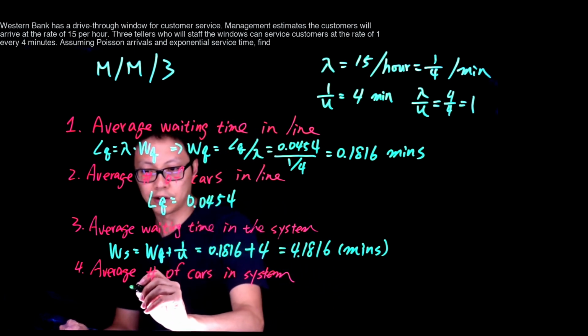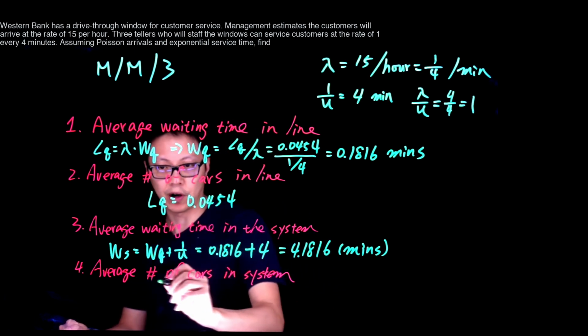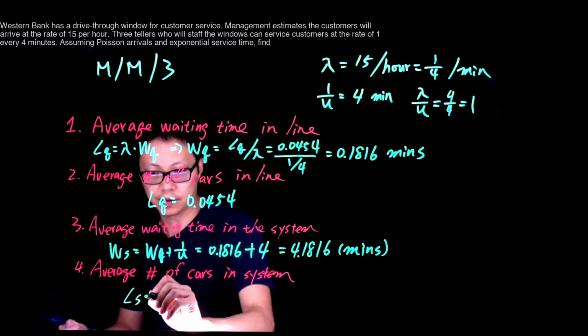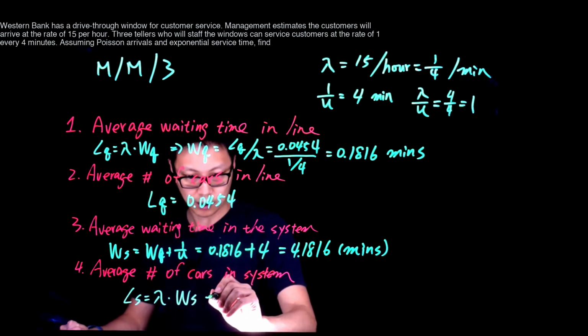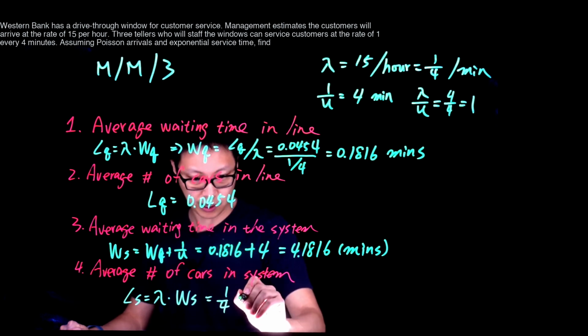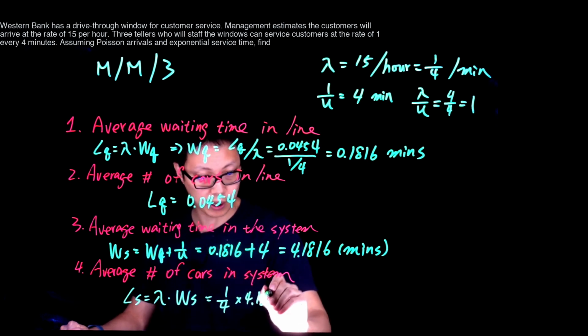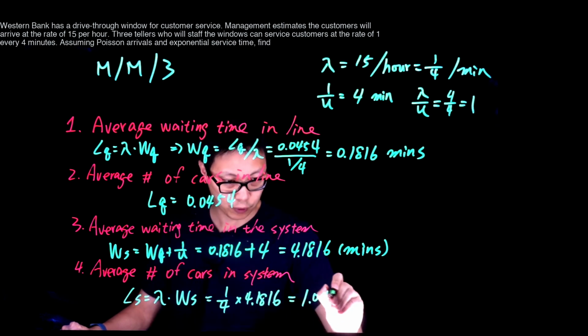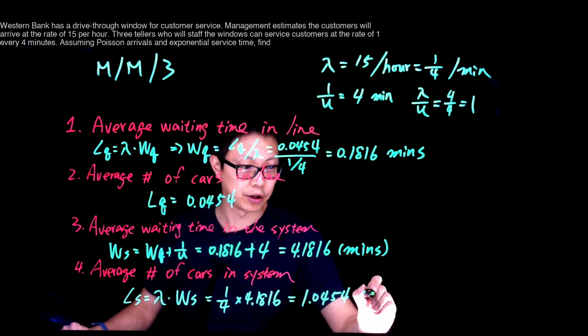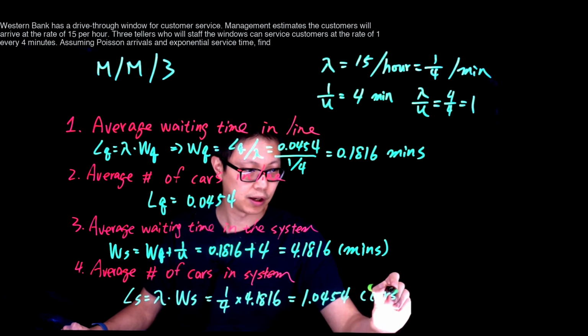And we use Little's law again to calculate the average number of cars in the system. LS equal to lambda times WS. So I have a quarter times 4.1816. I have 1.0454, and the unit will be cars.